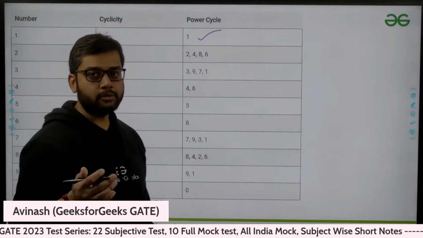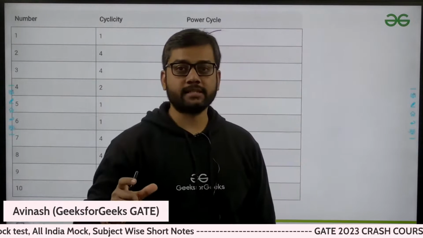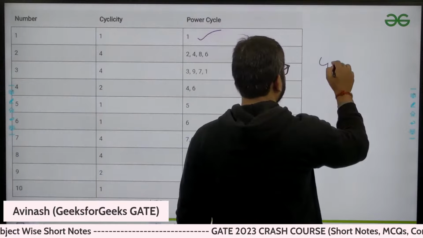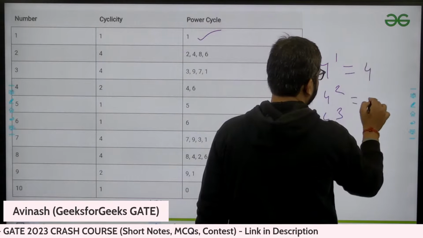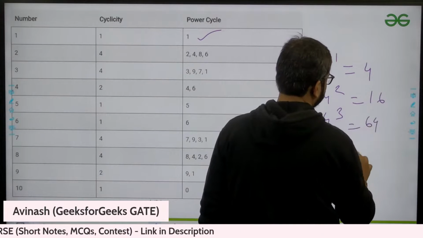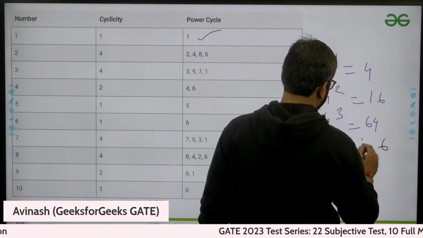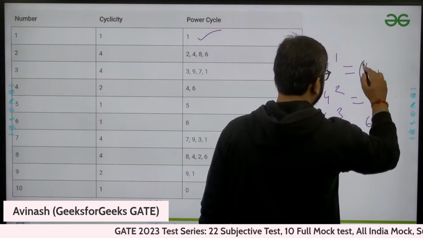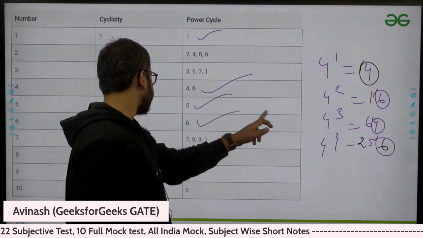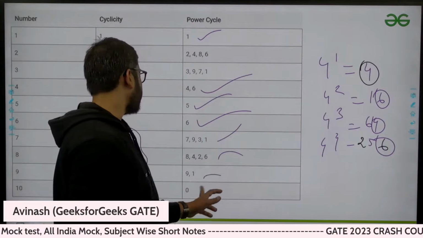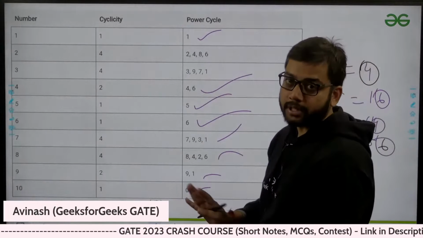For 4, it's 4 to the power 1, 4; 4 to the power 2, 16, which means 6; again 4 to the power 3, 64, again 4. Like this, 4, 16, 64. So this is 4, 6, 4, 6. This is called cyclicity. 5 has 5, 6 has 6, 7 has this, 8, 9, 10. I'm not going to say remember this table. If you're not able to remember, forget this. You don't have to remember this table.